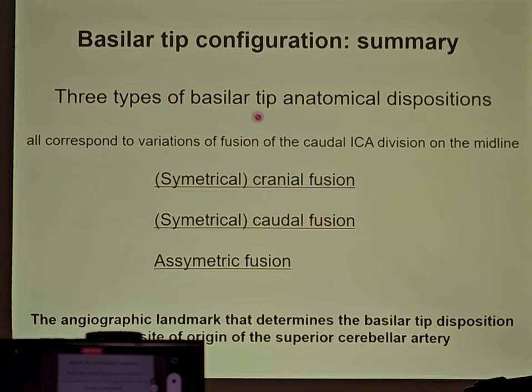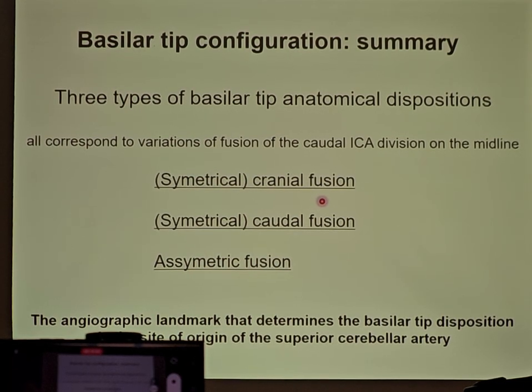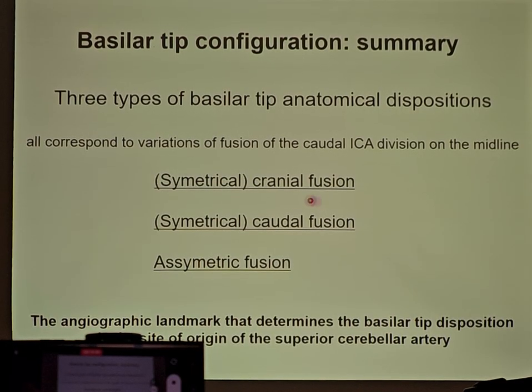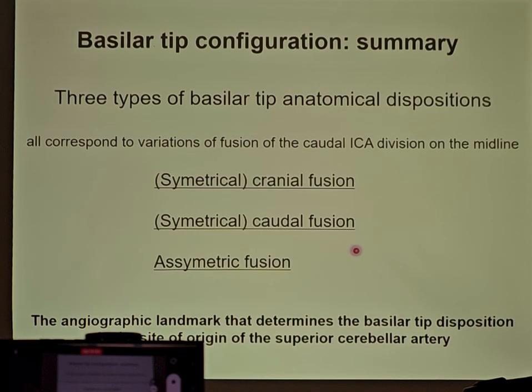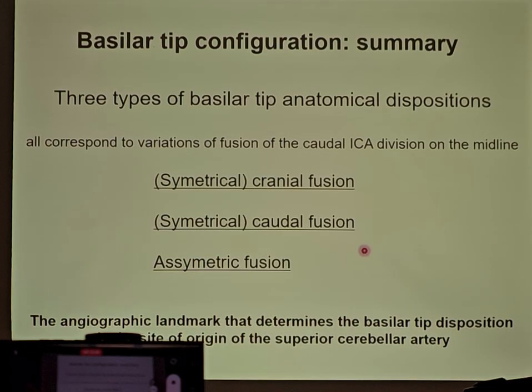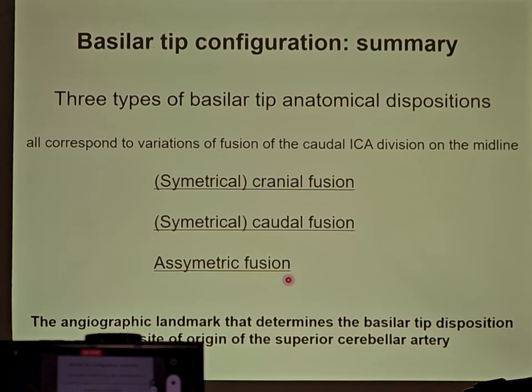So in summary, the three types of basilar anatomical dispositions all correspond to variations of fusion of the caudal intercarotid artery division. On the midline, you can have a symmetrical cranial fusion, the fully mature separation of origins of posterior cerebral and superior cerebellar. You can have symmetrical caudal fusion, where the superior cerebellar arteries appear to be coming off the origin or the proximal P1 segment. And you can have asymmetry, where on one side it's cranial, on the other side it's more of a caudal type of fusion appearance.